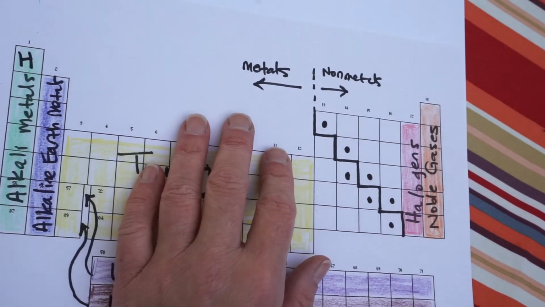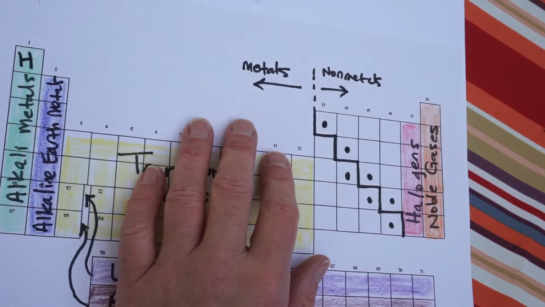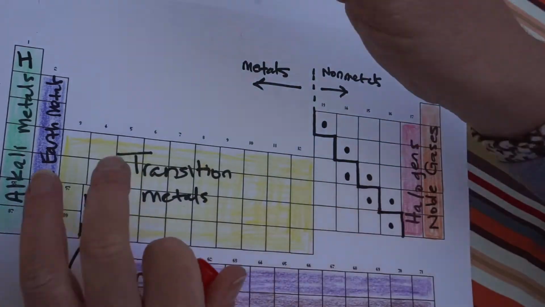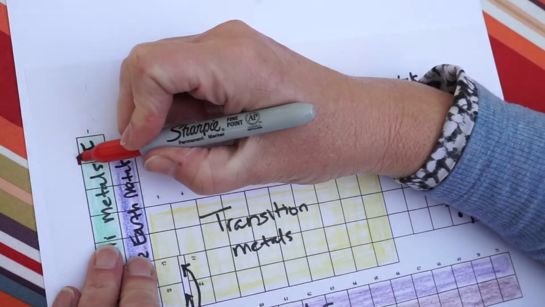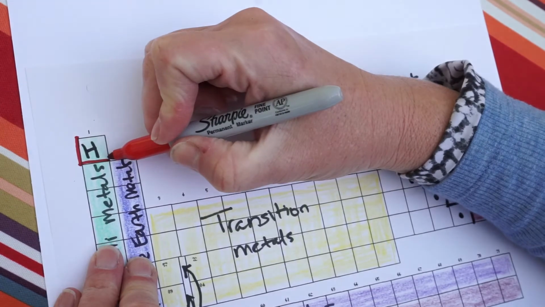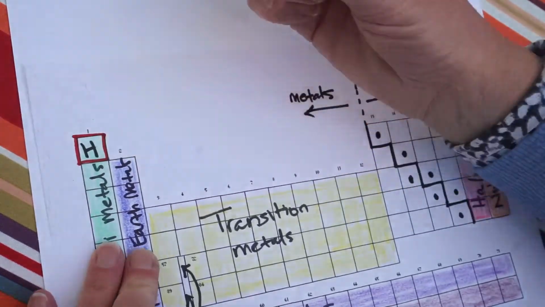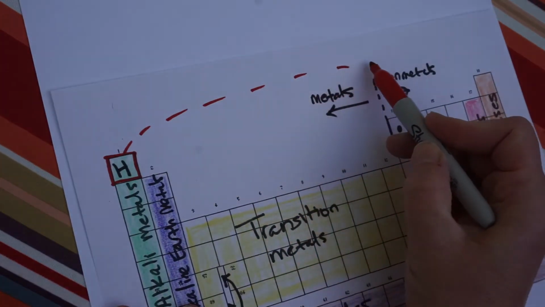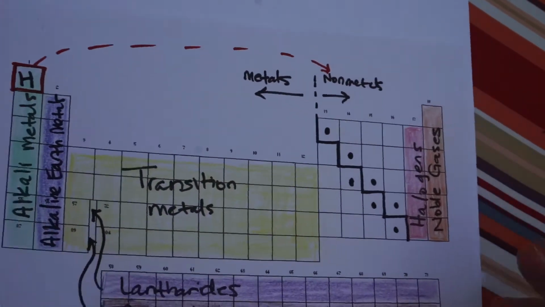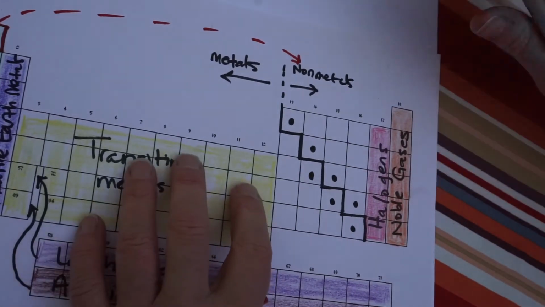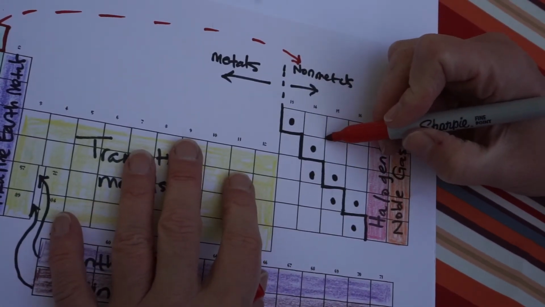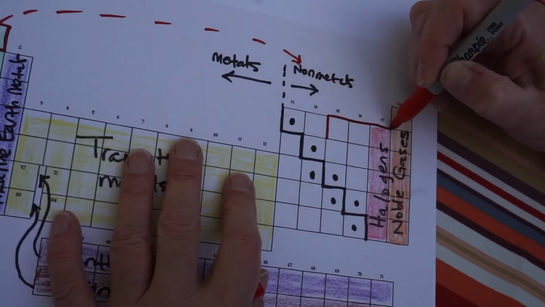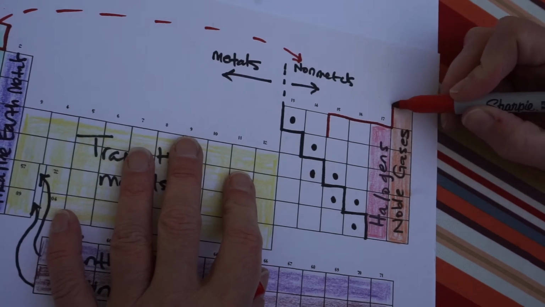In number 10, we are going to outline the boxes of elements that are gases at room temperature with a red marker. So I'm going to head over here to my hydrogen and I'm going to outline it in red because it is a gas. I'm just going to draw a little dotted line to show that it belongs over here with the non-metals. The other gases in the periodic table are going to be located. We've already done 2 groups, the halogen group and the noble gas group.